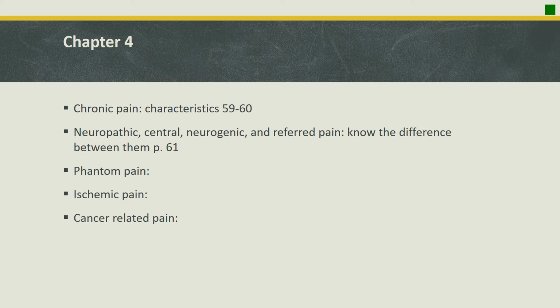All right, chapter 4 is pretty self-explanatory. Look up chronic, neuropathic, central, neurogenic, referred, phantom, ischemic, and cancer-related pain. Compare and contrast those to see what's the difference. Sometimes that's the way you kind of figure out what the right answer is, that maybe with chronic pain and phantom pain and ischemic pain, you have some of the same symptoms, pick out the things that are different. And those are the ones that you need to commit to memory.